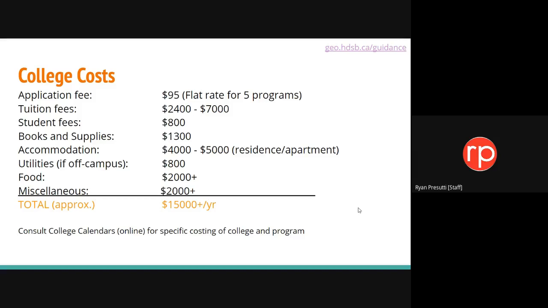Miscellaneous, groceries, incidental entertainment, all that kind of stuff. Just incidental coffees, it could be anywhere from $2,000. But really for tuition fees, student fees, book supplies, accommodation, all those key updated data is available on the college calendars for the specific costing at each college program.